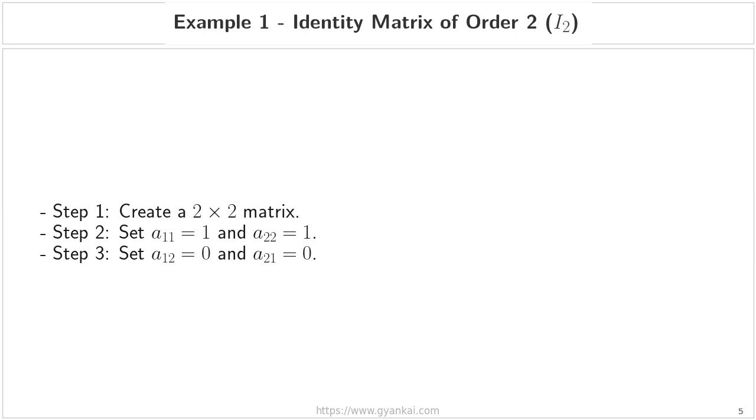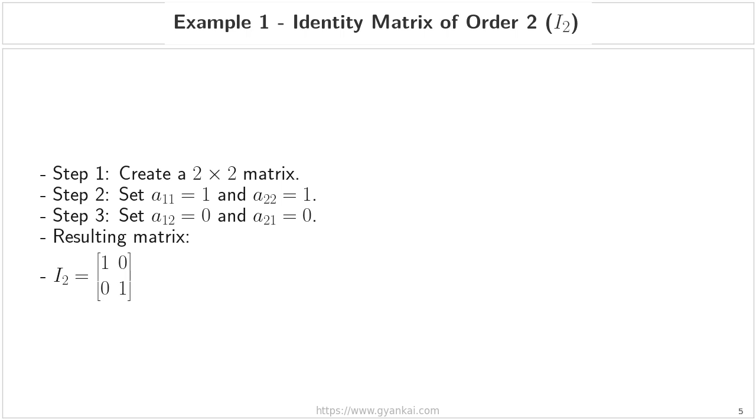For step 3, we fill the remaining non-diagonal positions. We set the element in the first row, second column, a sub 1,2, and the element in the second row, first column, a sub 2,1, both to 0. As a result of these steps, we arrive at the identity matrix of order 2, denoted as I sub 2. This is a square matrix where the top left and bottom right elements are 1, while the other 2 elements are 0. Having mastered the 2x2 version, we can now see how this same logic applies to larger matrices in the next slide.